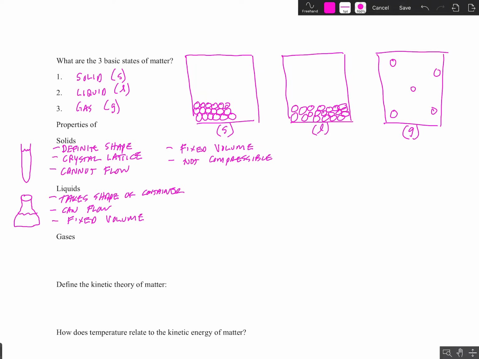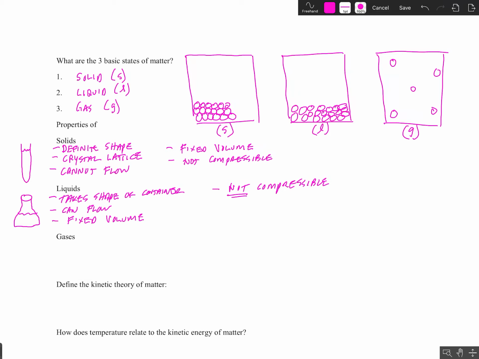So if I have a beaker that might be able to hold 1 liter of liquid, and I only have a half of a liter of liquid in there, it doesn't expand to take up the entire volume of that container. It has a fixed volume, and I can move it from that container into another container, and it will still have the same volume of a half of a liter. And for all intents and purposes, liquid particles are so close together, they are not compressible. You could argue that a little bit, but we're going to say they are not compressible to any great extent in this class. How about gases?